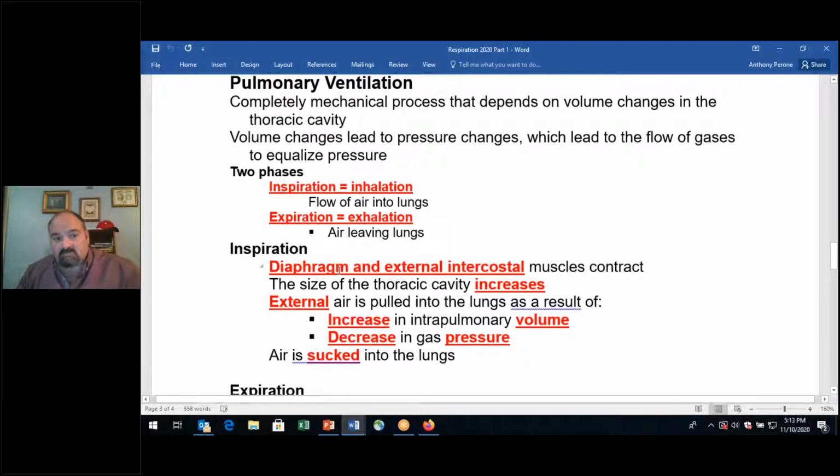So here we have, again, just a review of the pulmonary ventilation, completely a mechanical process that depends on volume changes in the thoracic cavity. Volume changes lead to pressure changes, which lead to flow of gases to equalize pressure. See that? So understand this. If the pressure in my lungs and the atmosphere are the same, will gas move? No, it will not. If the pressure is equal in my lungs as it is in the atmosphere, no movement of gases. Okay, you need to know that also.